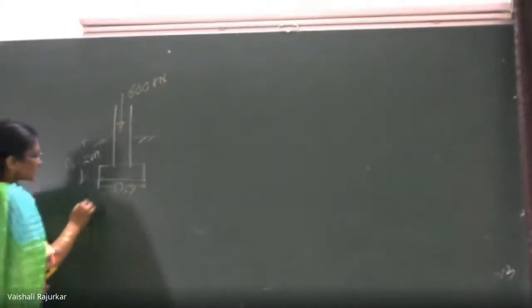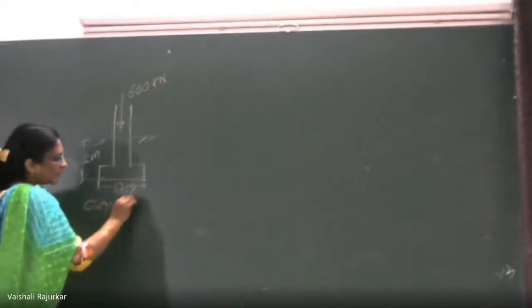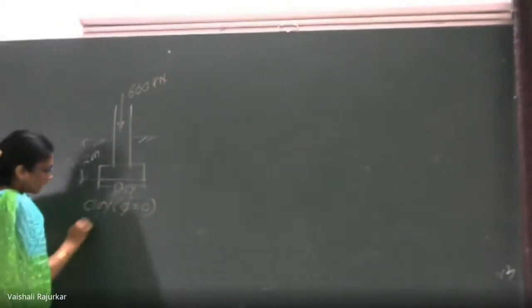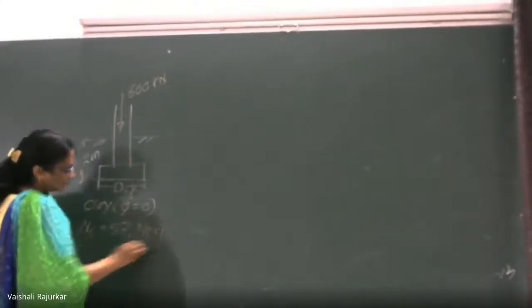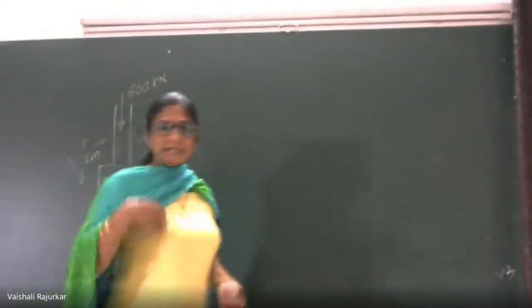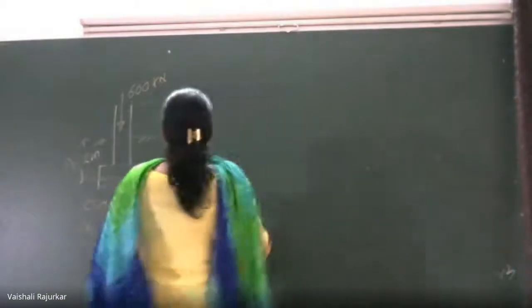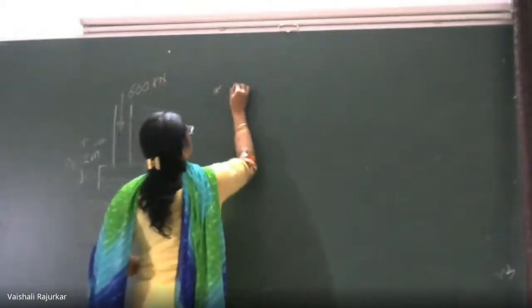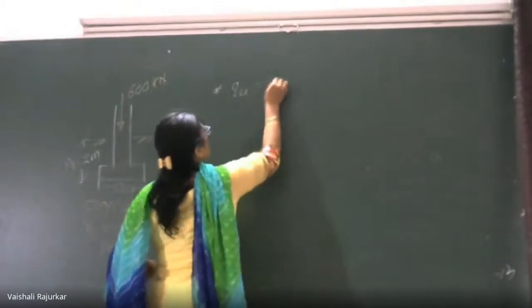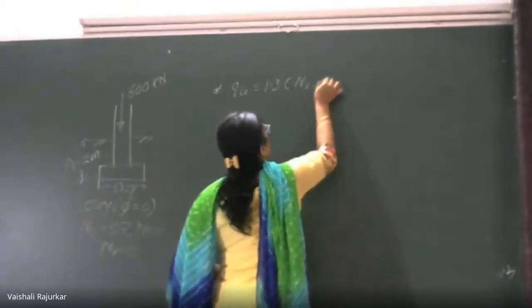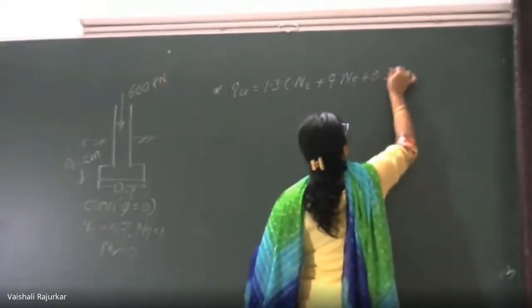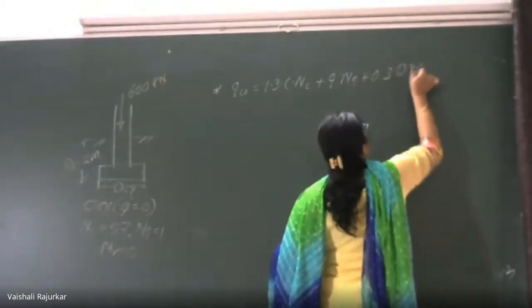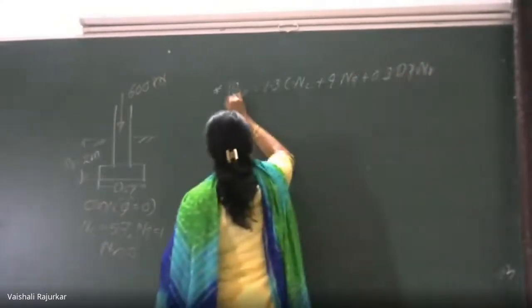Here, the soil is considered as clay, means the value of phi is equal to 0. Therefore, NC is equal to 5.7 and NQ is equal to 1. Whereas N gamma is taken as 0. As N gamma is 0, so naturally the third term of the equation is 0. And here, then, what is Q? It is 1.3 CNC plus QNQ plus 0.3 D gamma N gamma. So this is the equation.